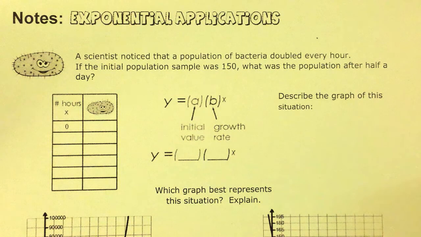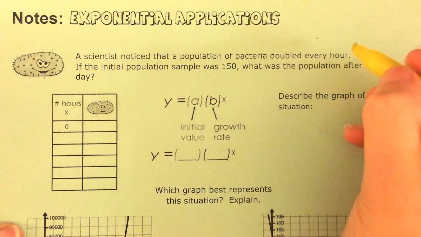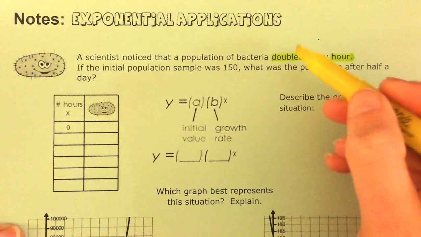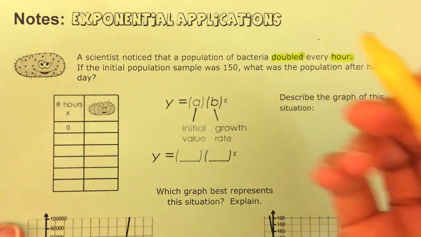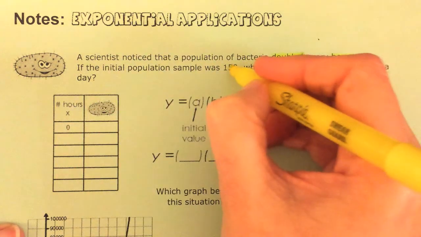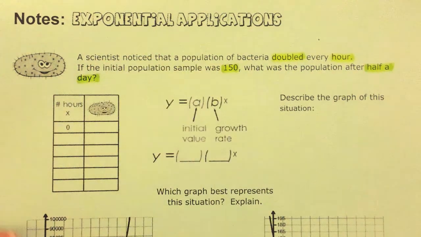So we're looking at exponential application. On Friday we looked at problems like this one, where a scientist noticed that a population of bacteria doubled every hour. So again, I'm highlighting my "doubled," which is what it's doing, so that's my growth rate. An hour is my interval. Again, I need to know that because they're going to ask me a question. It says, if the initial sample was 150, what was the population after half a day?